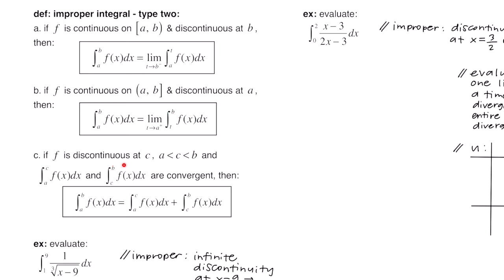Finally, if f is discontinuous at c, and c is in between a and b, and we know that both of these are convergent, then we can write the integral from a to b of f of x dx is equal to the integral from a to c plus the integral from c to b.